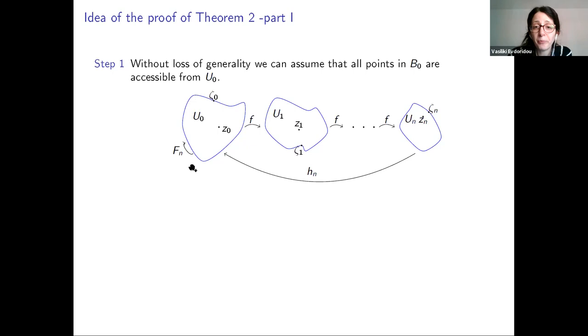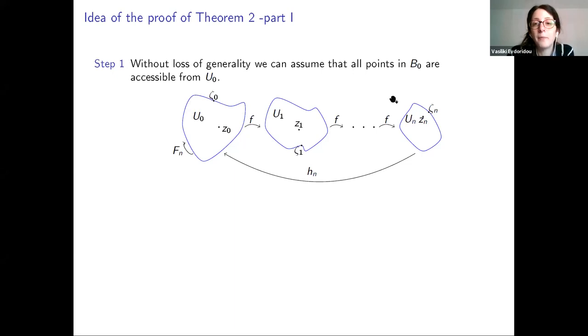And then with the help of h_n, we define capital F_n to be h_n of f^n. So capital F_n is a self map of U_0. Actually, all the work we are going to do is going to be done in U_0 and associated to the unit disk, right? So we have the self map F_n of U_0 here, which sends z_0 to z_0.